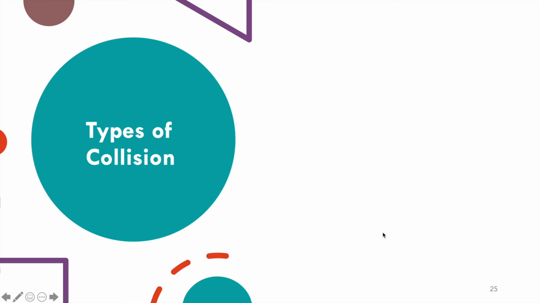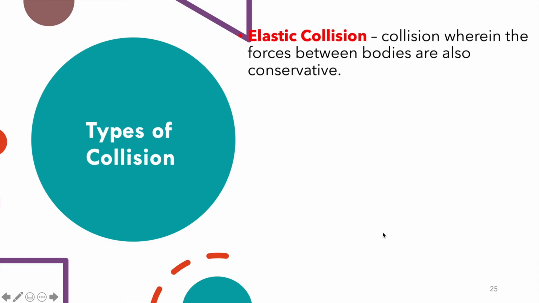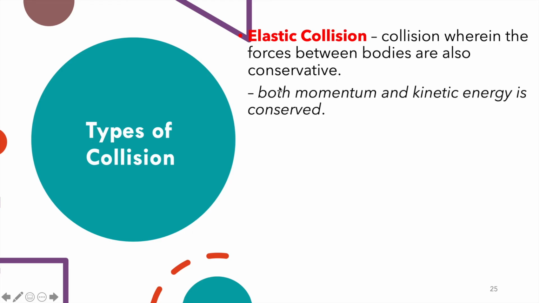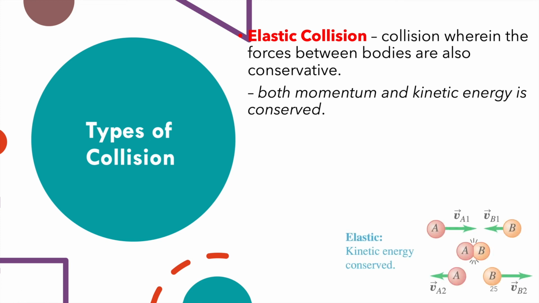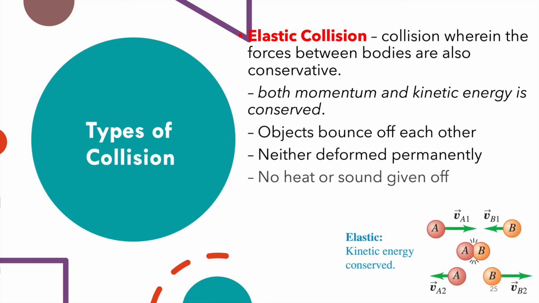So there are two types of collision. One is what we call elastic collision, wherein the forces between bodies are also conservative. So both the momentum and the kinetic energy are conserved. In this one, objects just bounce off each other. There will be no deformations, no heat or sound given off.